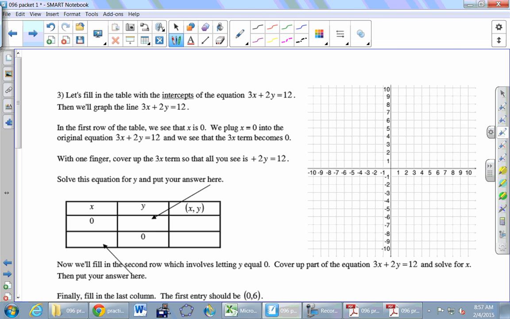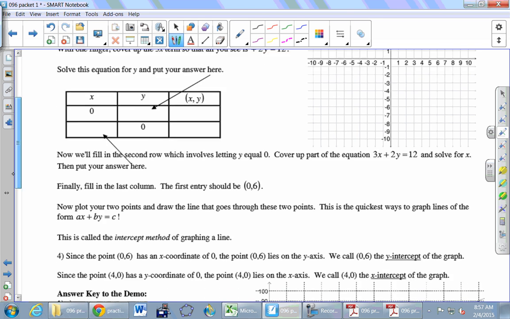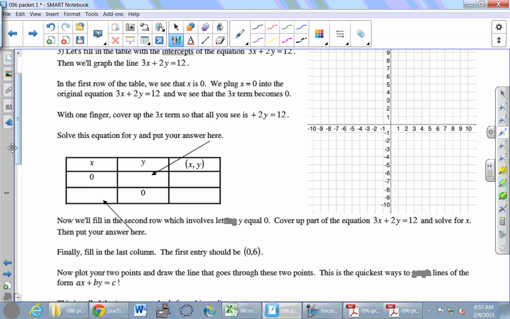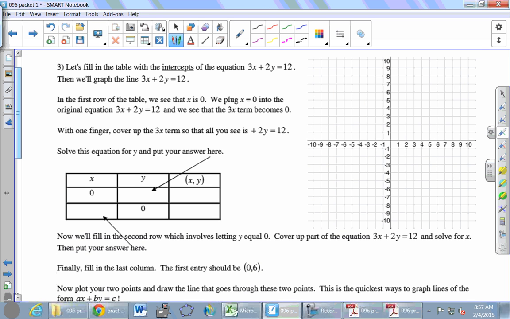Okay, last thing we're going to do today in the demo part anyway, involves graphing an equation by using intercepts. So we haven't seen this word before, but you probably have seen it in some previous math class, the intercepts. So the equation is 3x plus 2y equals 12, and we're going to graph the intercepts. You can read some of this stuff later on. We're just going to jump to the table.